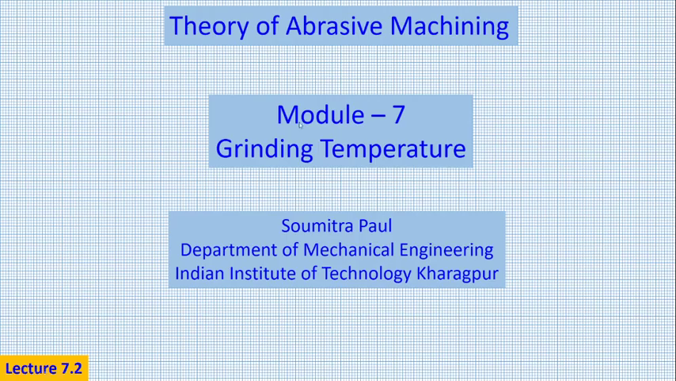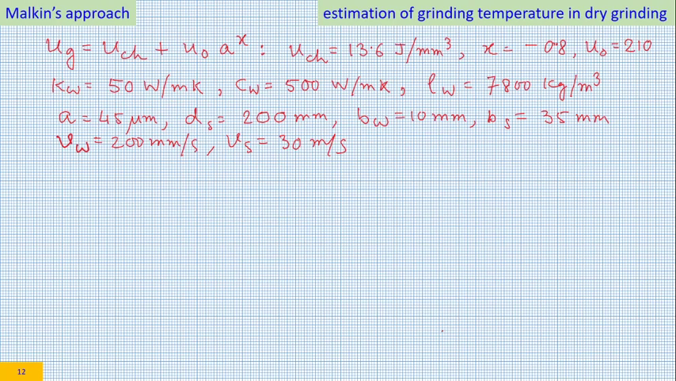Good morning, welcome back. So now we are starting lecture number 7.2. This particular lecture is lecture number 7.2a. In this we will learn how to estimate grinding temperature, particularly for dry grinding using a conventional wheel.